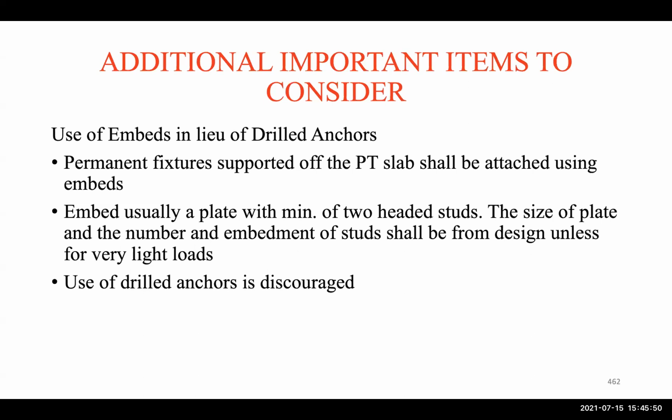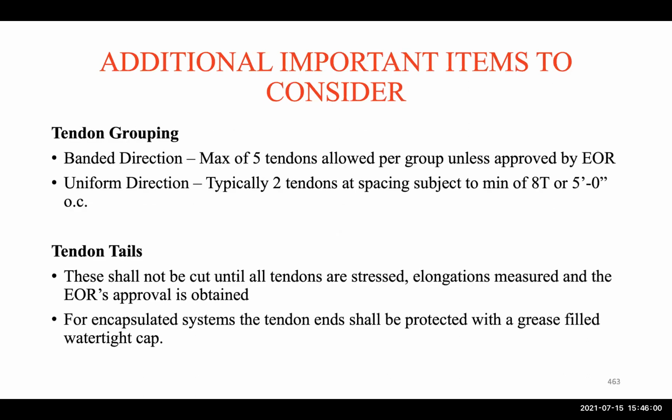Some inserts and embeds can be done before, and this is done typically. It can be before casting the concrete. Okay. And then tendon grouping: in the banded direction, maximum 5 tendons allowed per group unless approved by the engineer of record. And then in the uniform direction, typically 2 tendons are spaced at a spacing subject to a minimum of 8T or 5T. I think we have details from the first part that also show these things.